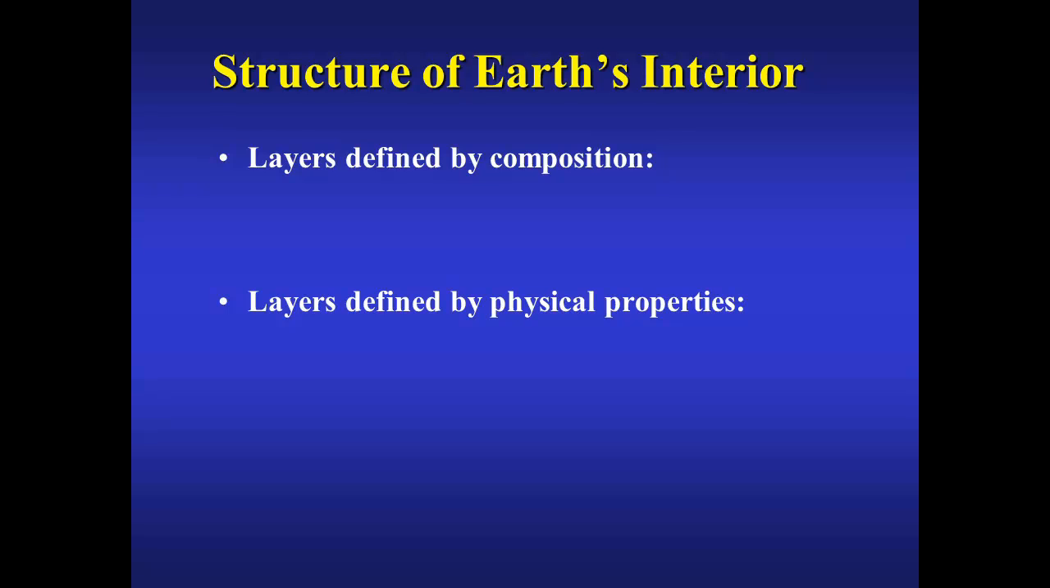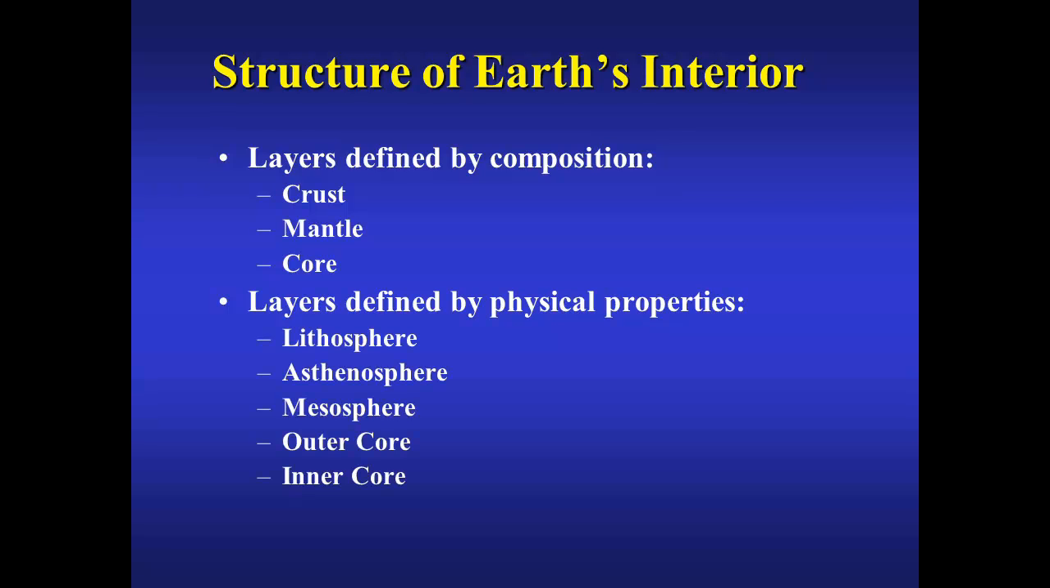Now, if we were to define the Earth's interior simply on the basis of composition, we'd only be able to distinguish a crust composed mainly of silicates, a mantle composed primarily of ultramafic rock, and a core consisting of iron. On the other hand, if we take into account the behavior of seismic waves, we can further define layers based on changing physical properties into such things as the lithosphere, the asthenosphere, the mesosphere, the outer core, and the inner core.